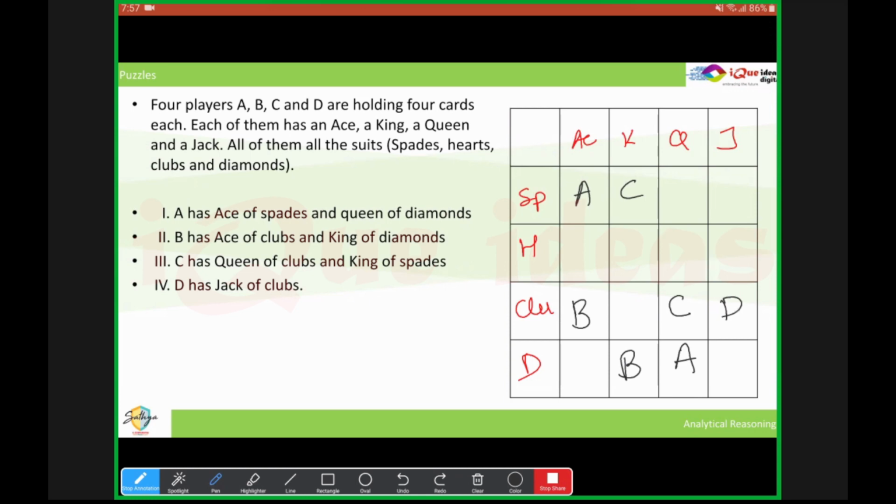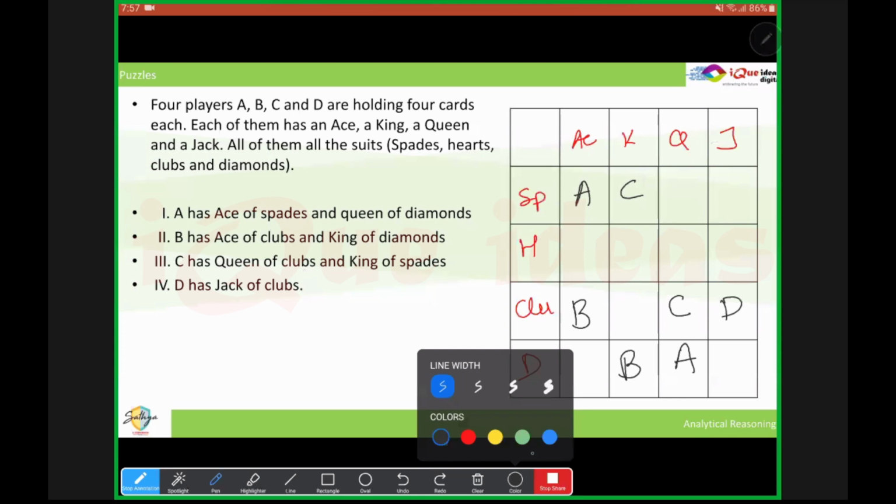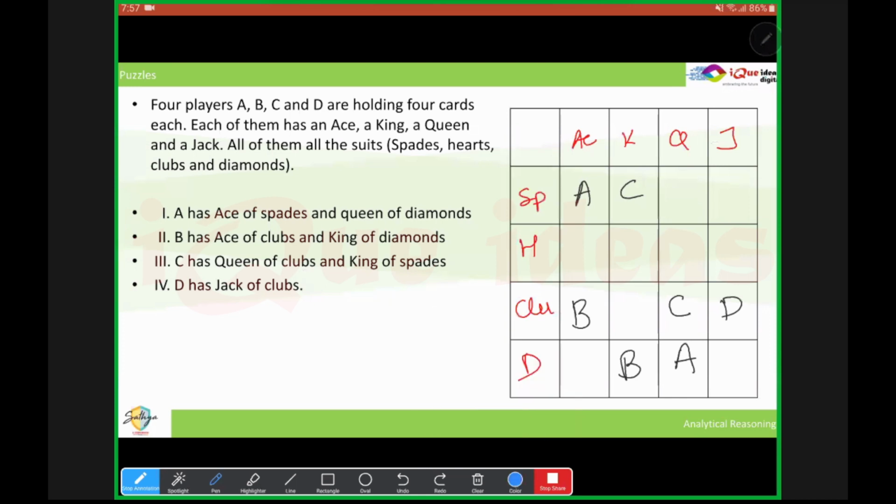Arman, got this? We have this much data given. So now I need to put A, B, C, D in each row and each column. So first of all, look inside the clubs row. In the clubs row, I already have B, C and D, so I can put A here. And in the king column, I already have C, A and B, so I can put D here.